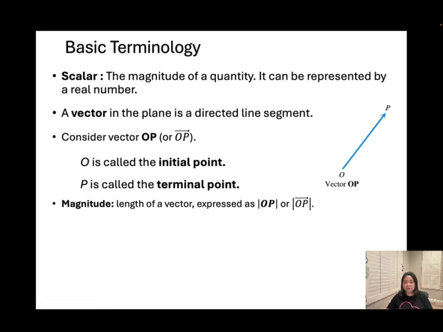Magnitude is the length of a vector, expressed as the absolute value of OP. You're going to bold the letter or put the arrow on top. So that is the magnitude of OP. Every time you see the notation of the absolute value of OP, you know that we are looking for the length of the vector.